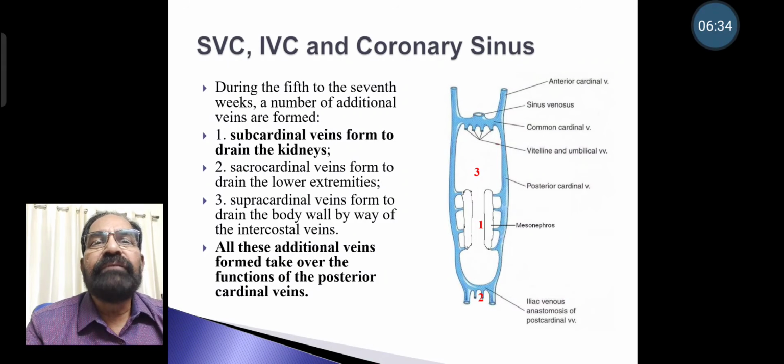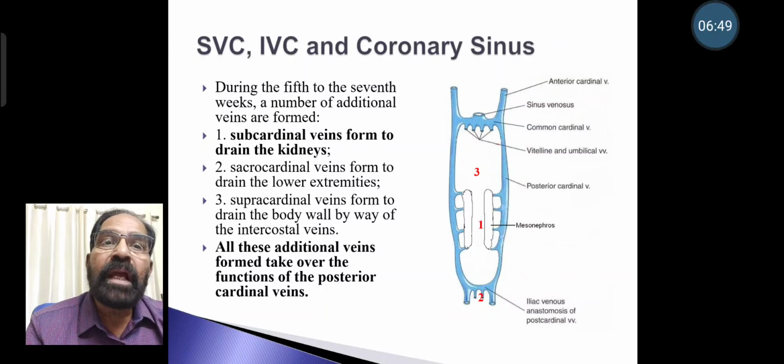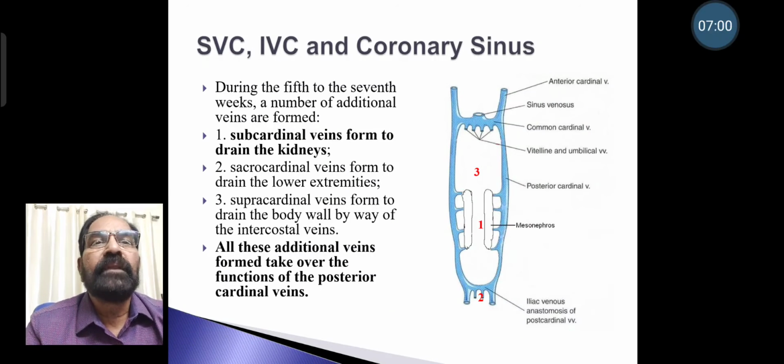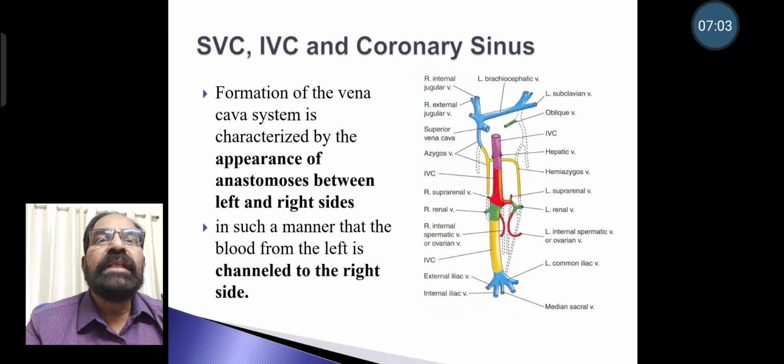During the 5th to 7th weeks, a number of additional veins are formed. First, the subcardinal veins form to drain the kidneys. Second, the sacrocardinal veins form to drain the lower extremities. Third, supracardinal veins form to drain the body wall by way of intercostal veins. All these additional veins take over the function of the posterior cardinal veins. Formation of the vena cava system is characterized by appearance of anastomosis between the left and right sides in such a manner that blood from the left is channeled to the right side.